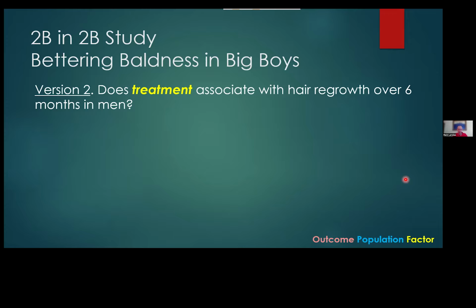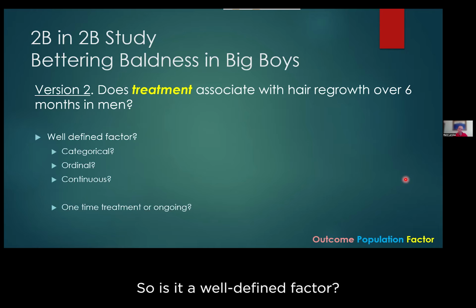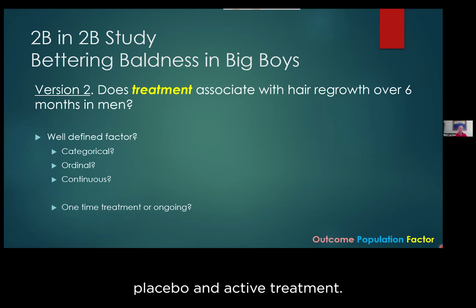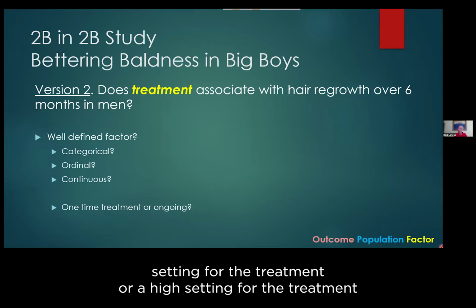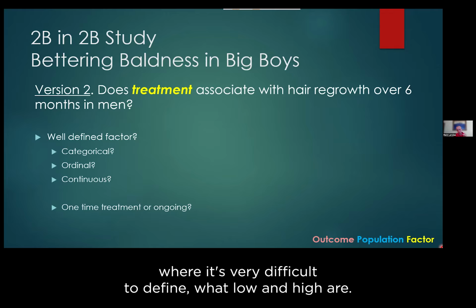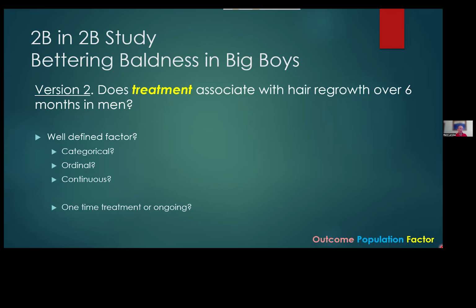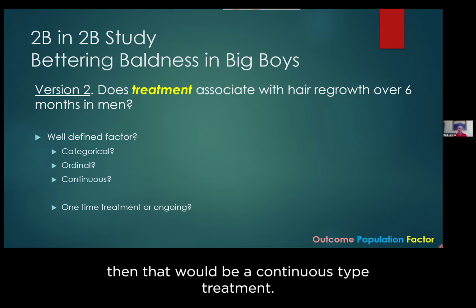That's the factor of interest. So is it a well-defined factor? Is it categorical? For example, treatment A, treatment B, treatment C, maybe placebo and active treatment. Is it ordinal? Is the treatment ordinal in that some people get one level of the treatment as none, or there might be a low setting or a high setting for the treatment where it's very difficult to define what low and high are, except relative to each other. So is it an ordinal treatment? Is it a continuous treatment, kind of like a dose? If it's a dose, then that would be a continuous type treatment.